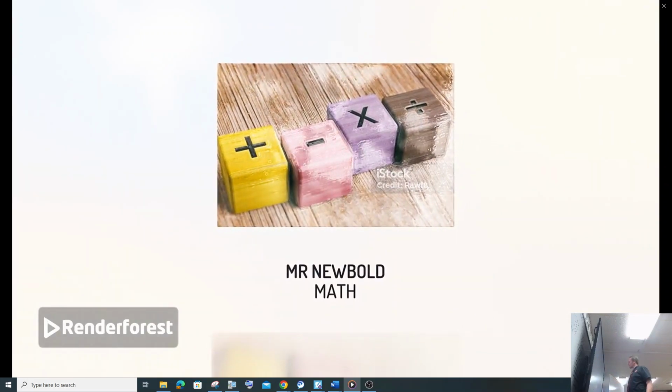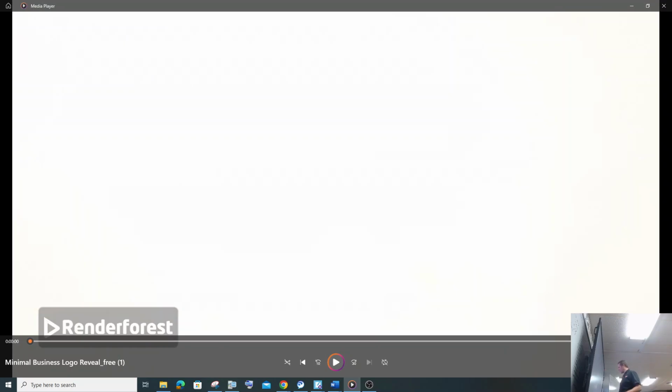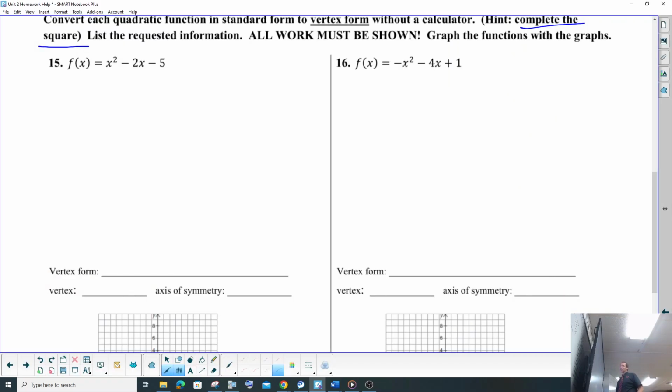Addition, subtraction, multiplication, division with Mr. Newbold. So we are finishing up number 15 now on 2.3. And so we're learning completing the square. Do you remember how to do it from class? In case you didn't, we've got to refresh ourselves, right?